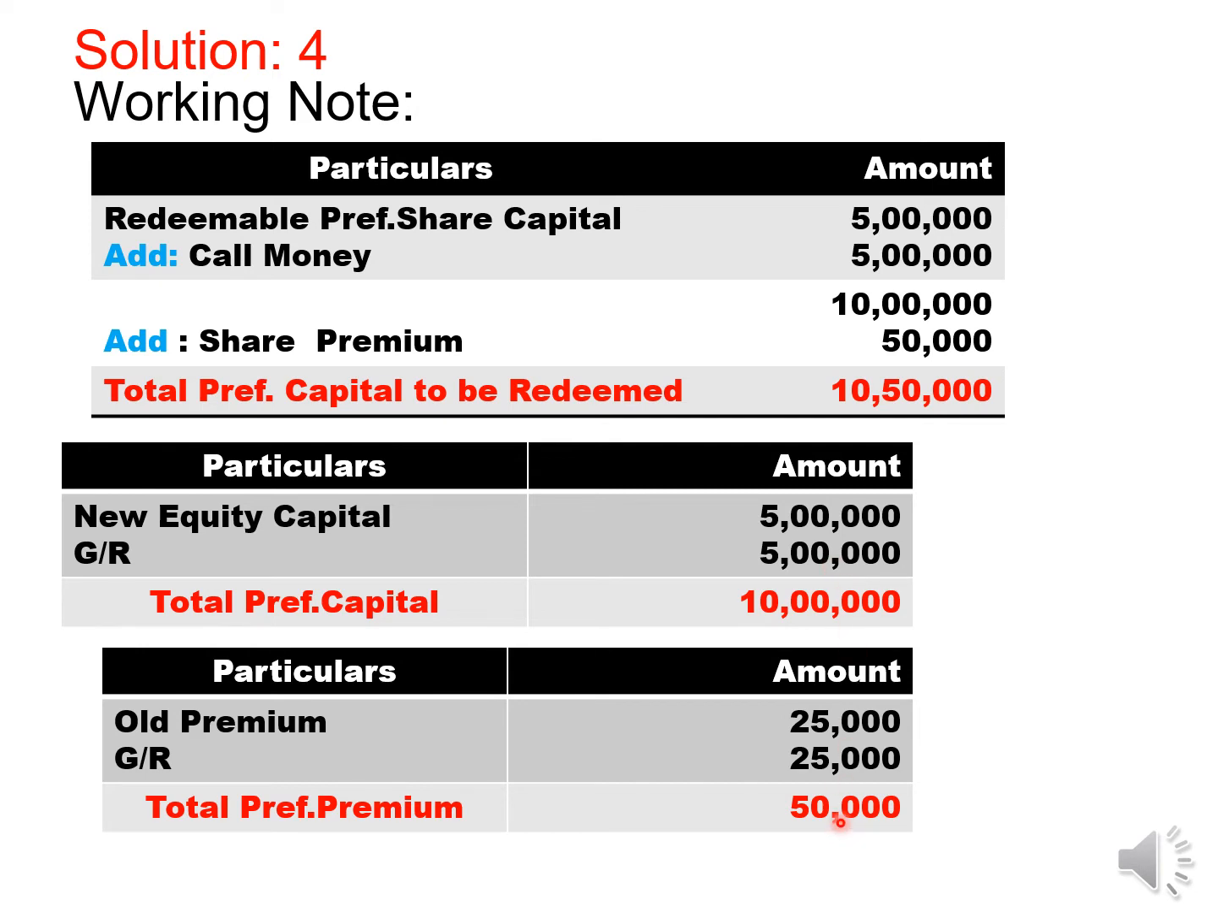Next you need to pay 50,000 rupee premium. Where can you get this 50,000 rupee? Where can you take this? Existing old premium in the balance sheet 25,000, you can take that premium to repay this premium, and then another 25,000 you can take from GR. So totally you got 50,000.